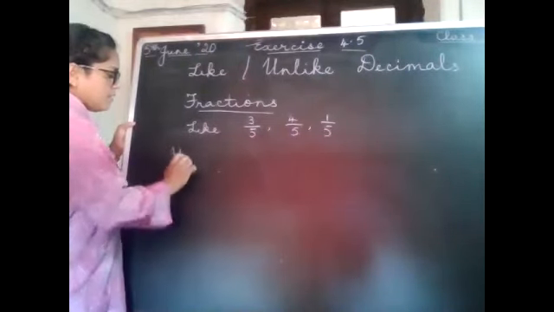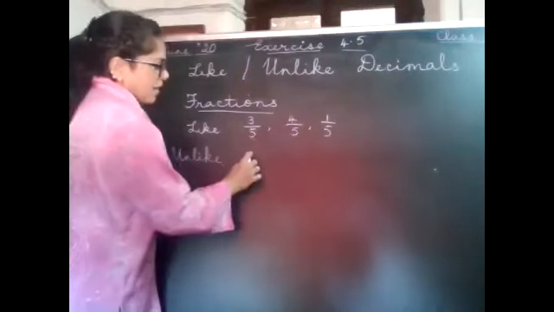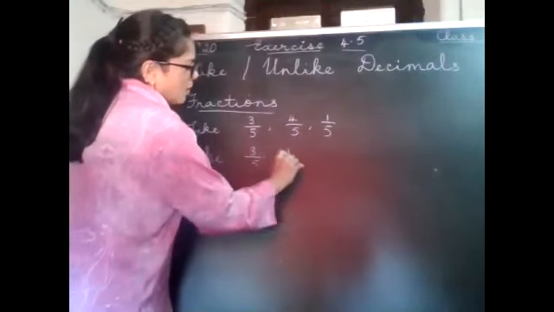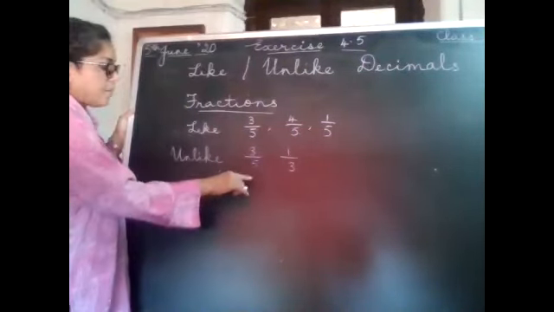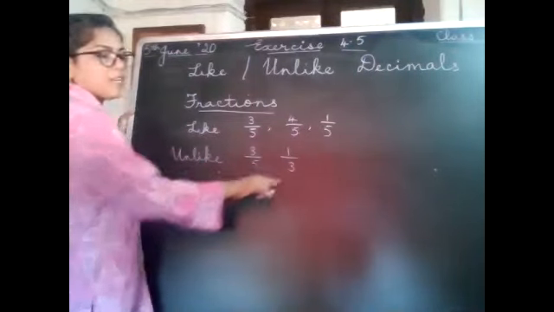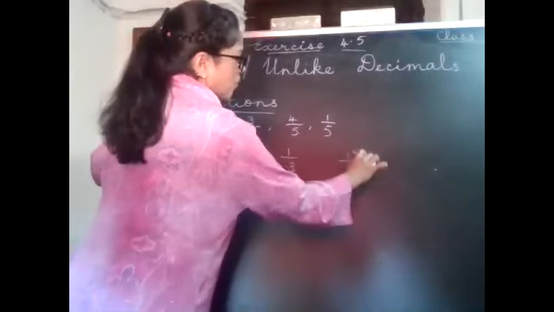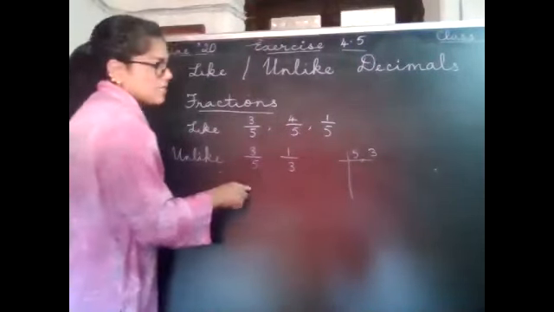In that, what did we learn? That we can change unlike fractions to like fractions. Say, for example, 3 upon 5, 1 upon 3, they are unlike. But I can make them like. I can make the denominators the same by finding out the LCM of 5 and 3. I'll find out the LCM of the denominators.